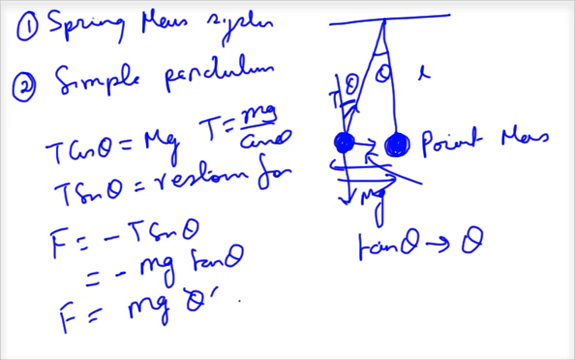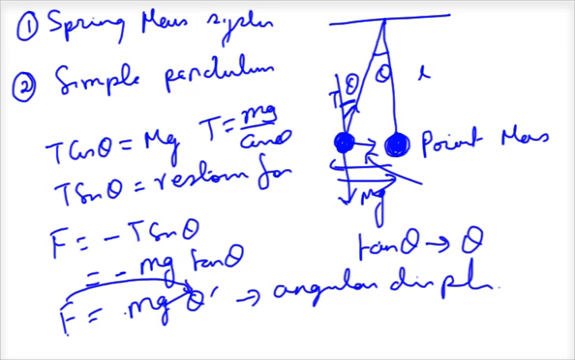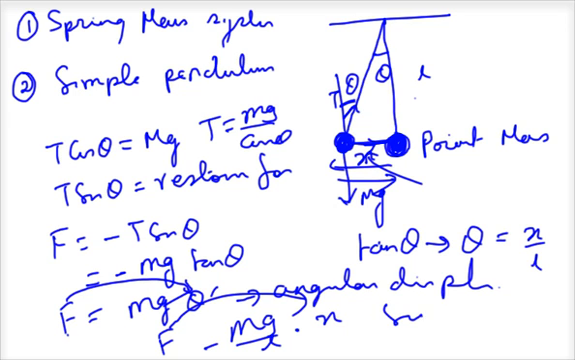What is theta? Theta is the angular displacement. That means your force is directly proportional to angular displacement, so I can say it is simple harmonic. Now what is tan theta equal to? Tan theta is equal to x by L. Because x is very small, I can assume that this is a right angle triangle, and I can say this is equal to x by L. So I have here F equals minus mg by L into x. Force is proportional to x, so it is simple harmonic.